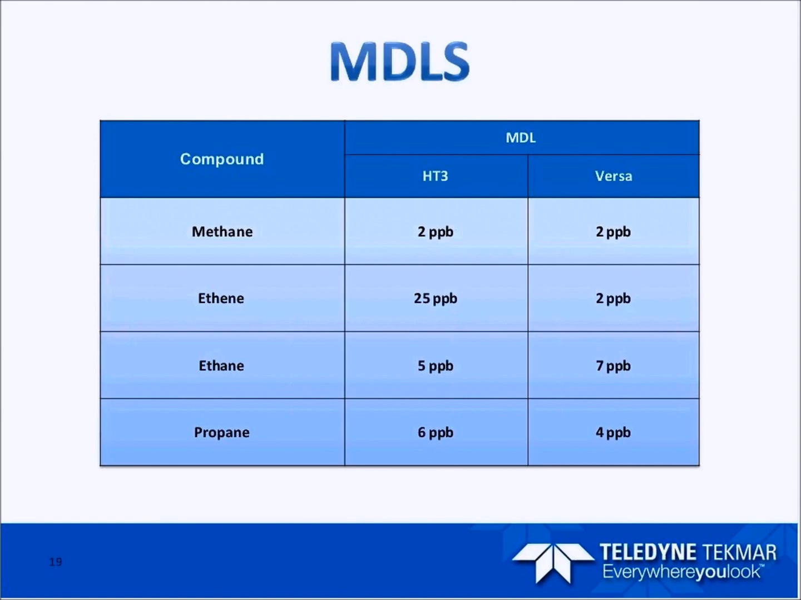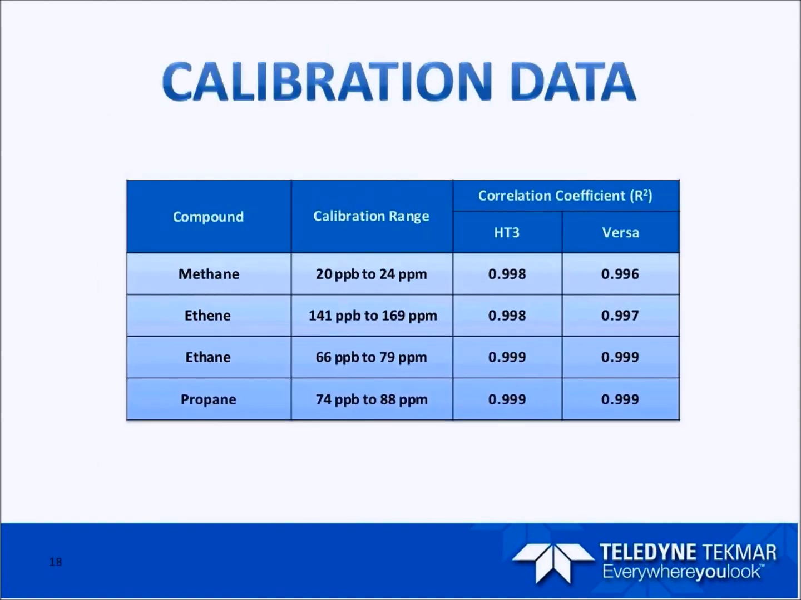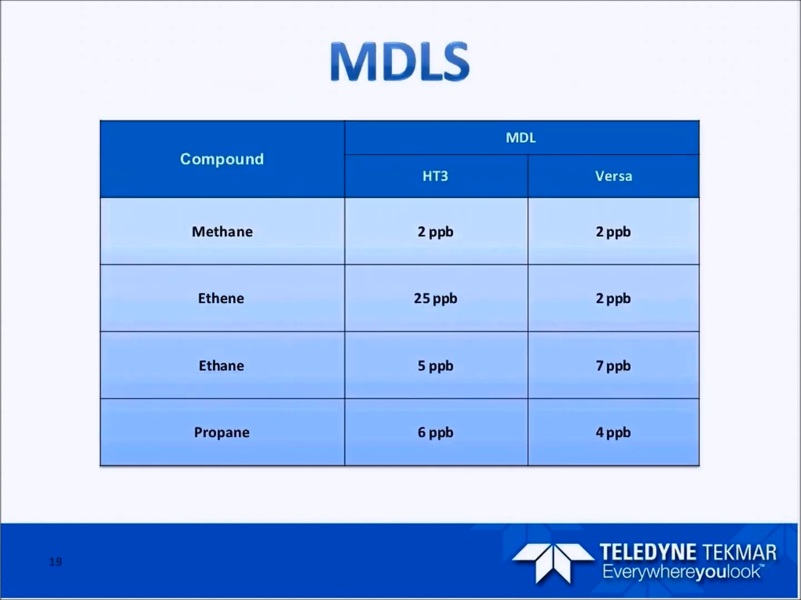But as you can see, if you go back, the bottom end of your curve on ethene is 141 and the MDL is 25. So you're definitely well below. I mean, you're 5 times, almost 6 times lower than your calibration curve. So that's definitely still pretty good. But yeah, it performed very admirably in doing this analysis, and there weren't really any issues running it by headspace.